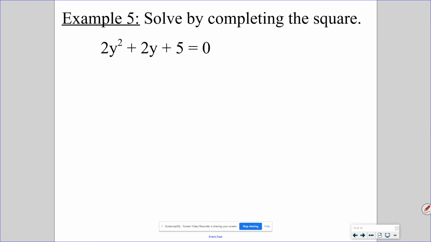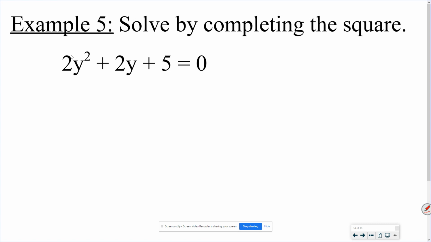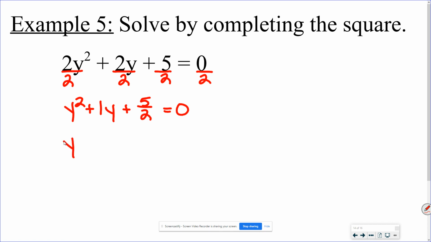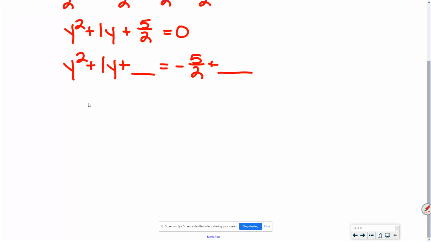Okay, one more example. Now, this one's a challenge problem for several reasons. The first being that completing the square does not work when there's a number in the front, like this 2. So the very first thing we have to do is divide this entire equation by 2. Now, it's not difficult to divide by 2, but it does create a fraction situation here. So you're going to have to deal with fractions as you work through this problem. Okay, so I need to subtract 5/2, put a blank space, and go about my way. So that is the first little issue you're going to run into.